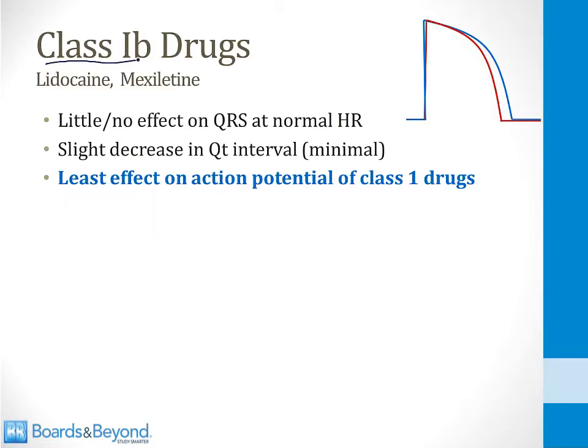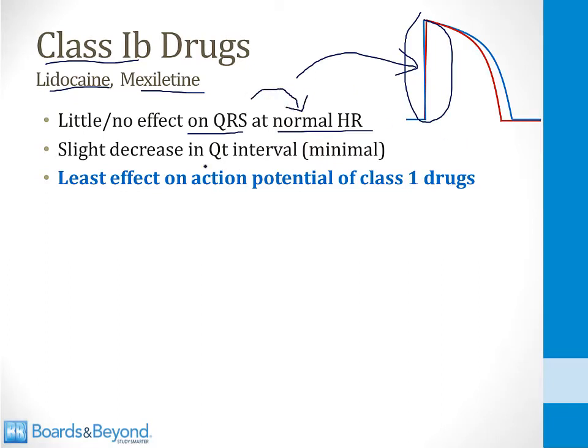The important class 1B drugs are lidocaine and mexiletine. This shows what they do to the action potential duration. They have little to no effect on the QRS complex at normal heart rates. That's because they don't affect phase 0 very much. Most of their effects are exerted at fast heart rates. We'll talk more about that in a minute. They can slightly decrease the QT interval, although this effect is minimal.